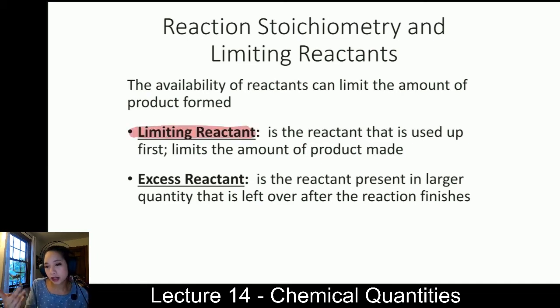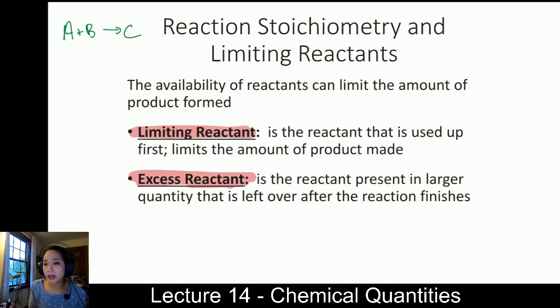And then let's say there's two different reactants, like A plus B gives us C. So let's say A is our limiting reactant that runs out first, and then B, that substance, is our excess reactant. That reactant is present in a larger quantity based upon the coefficients, and there's some of it left over after the reaction finishes.